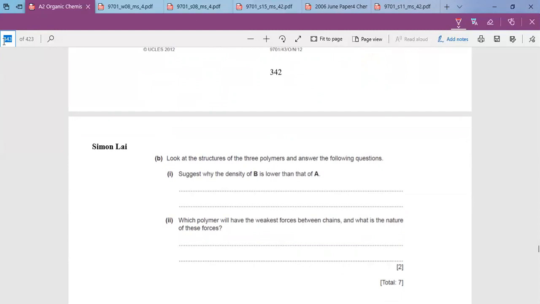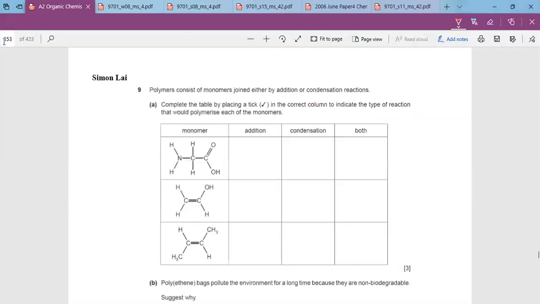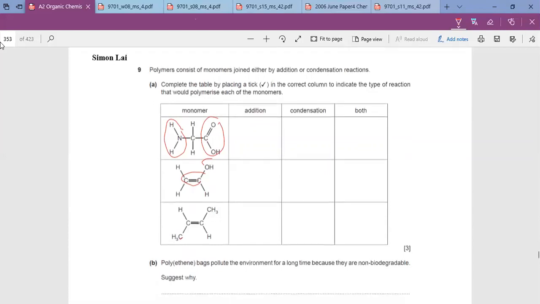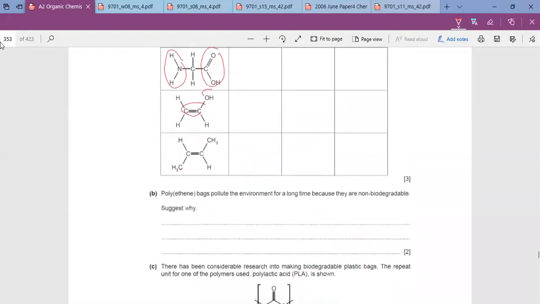Okay, page 353. Same idea. Polymers, question 9, consists of monomers joined together by addition and condensation. Put a tick on the correct column, indicate the type of reaction, and with polymers give the monomer. Okay, see the functional group here. Amine, of course, is what? Condensation, is it not? Double bond here. Double bond here. Addition, is it? Right? Addition. Easy, is it? Yep. This is the one that I asked you just now. You know? Okay.